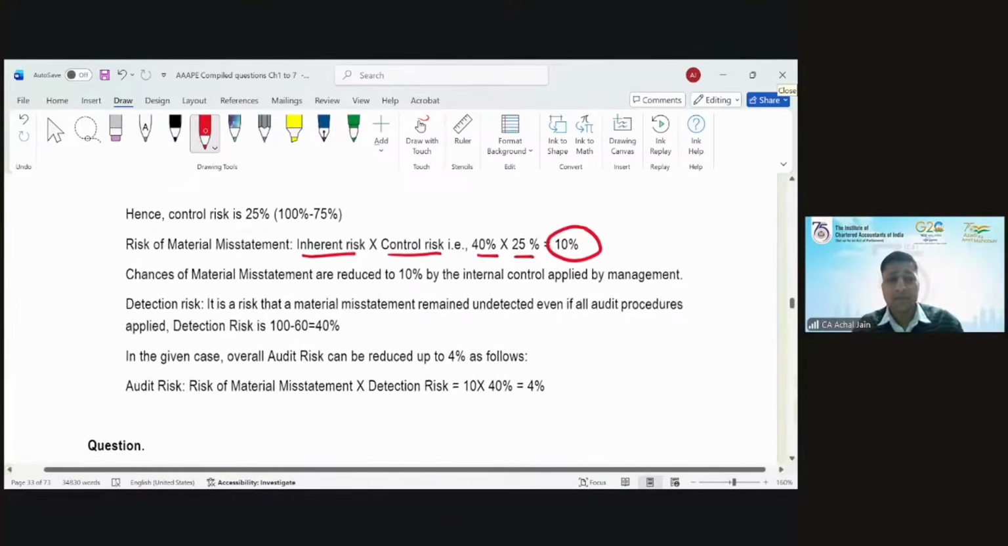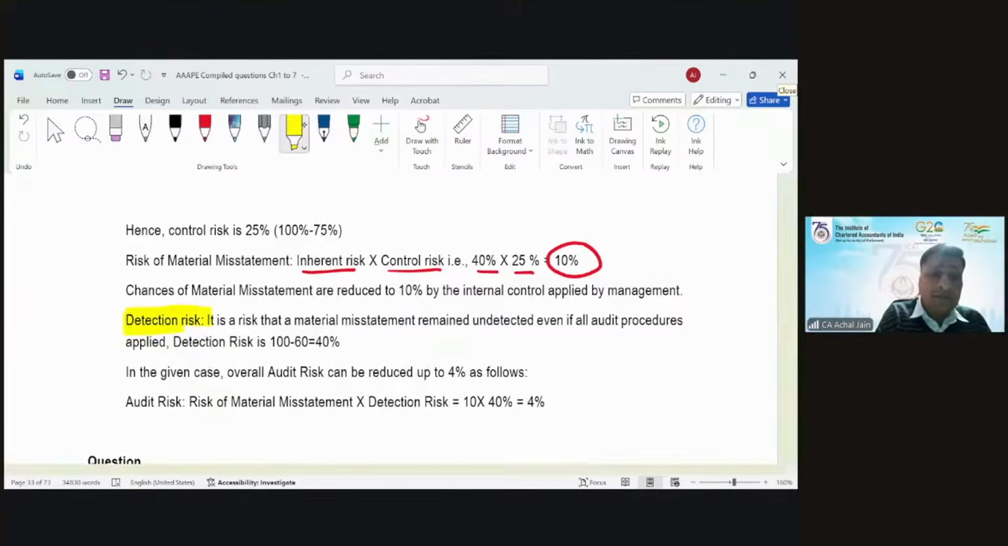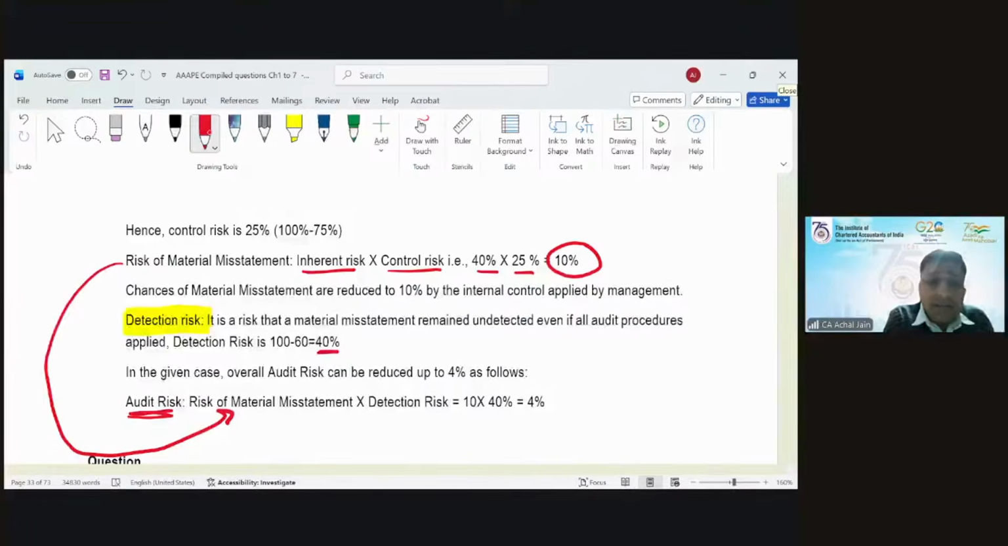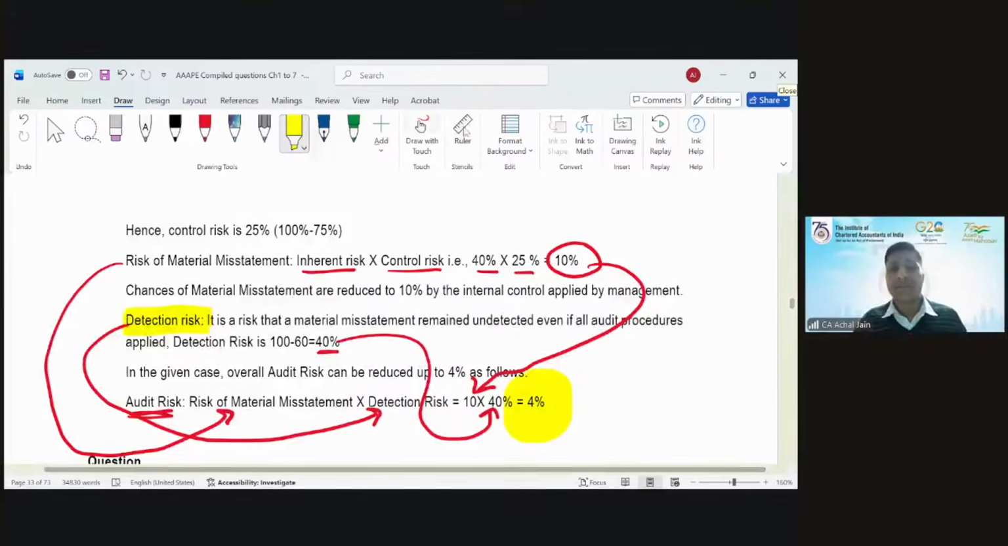Now, detection risk. What is the detection risk? We talked about it. It's a risk that a material misstatement remains undetected even if the audit is done. And the detection risk is given as 40%. So what is the overall audit risk? Overall audit risk is the risk of material misstatement and the detection risk. So that is 10 and this 40. If you do this, where do you reach? 4%. Clear on this? Yeah. All right.